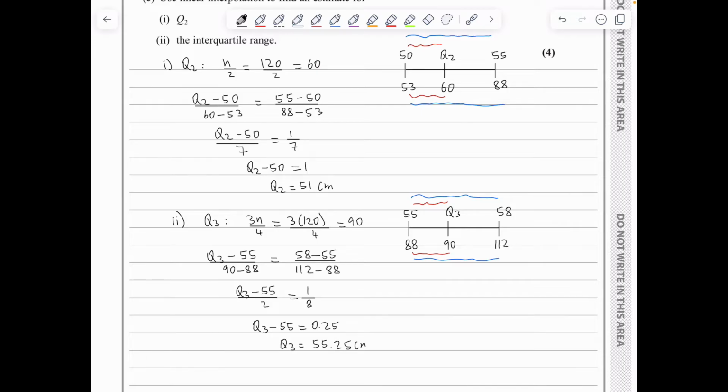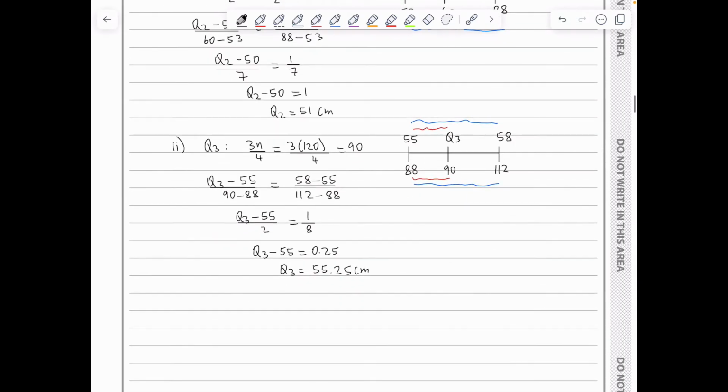Remember, we're trying to find the interquartile range, which is simply Q3 minus Q1. So we've got 55.25 we just found minus the 45 that was given, which gives an answer of 10.25 centimeters for the interquartile range.